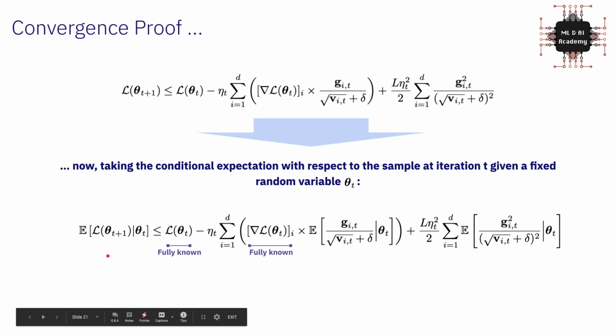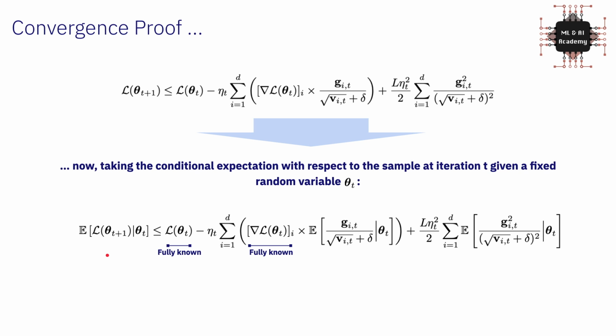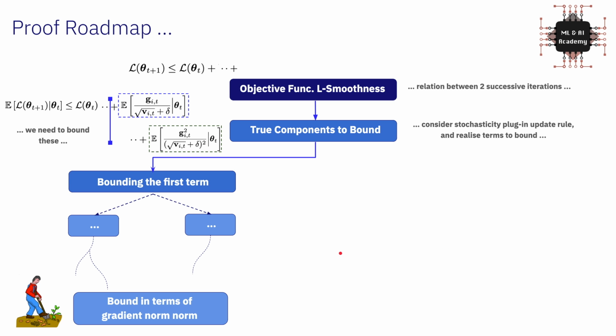Good. So now, as we discussed, this is fully known, this is fully known, these are dependent random variables, and so forth. So therefore, as you see from our proof roadmap, we reached a place where we went from the objective function being L-smooth to understanding what are the true components that we need to bound. So we saw there's this ratio of dependent random variables, g_it over the square root of v_it, and we also saw that there's this chunk that we need to consider. So now what we will do is we will start bounding these.